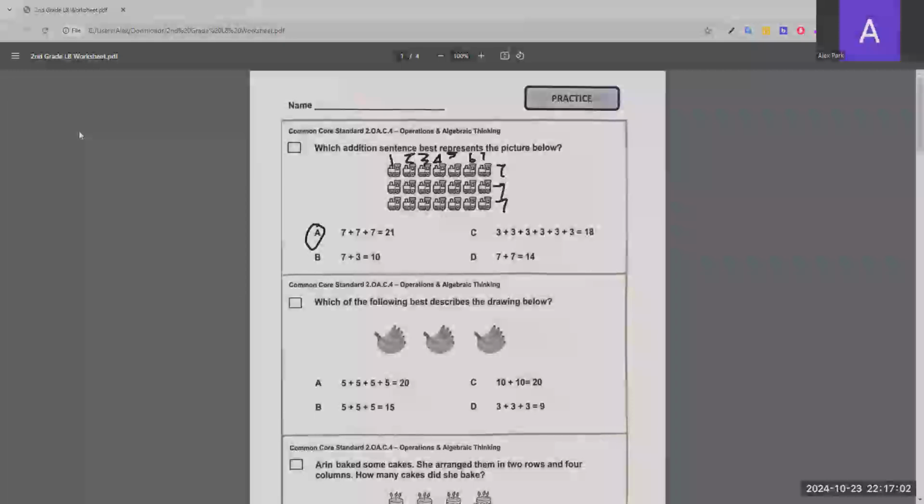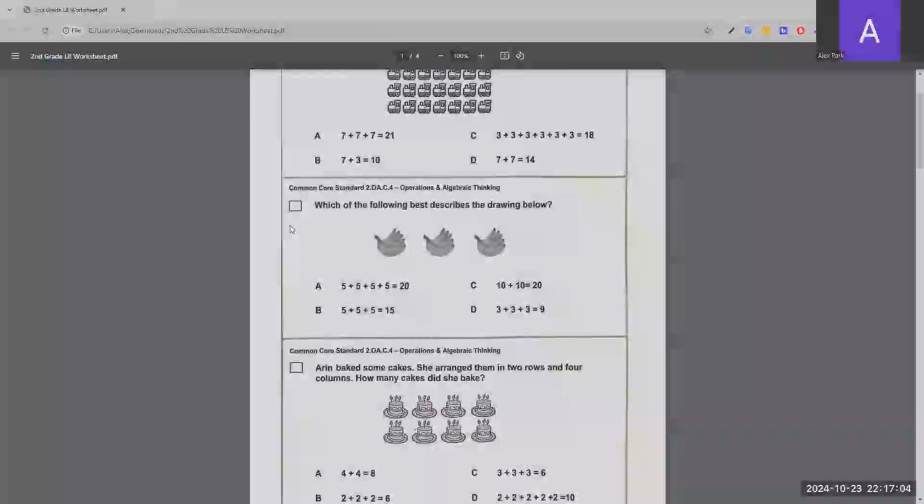Okay, number two. Which of the following best describes the drawing below? Let's count how many bananas are in each group of bananas. So there's 1, 2, 3, 4, 5. 5 in each. And let's count how many total groups of bananas there are. There's 5 here, 5 here, and 5 here.